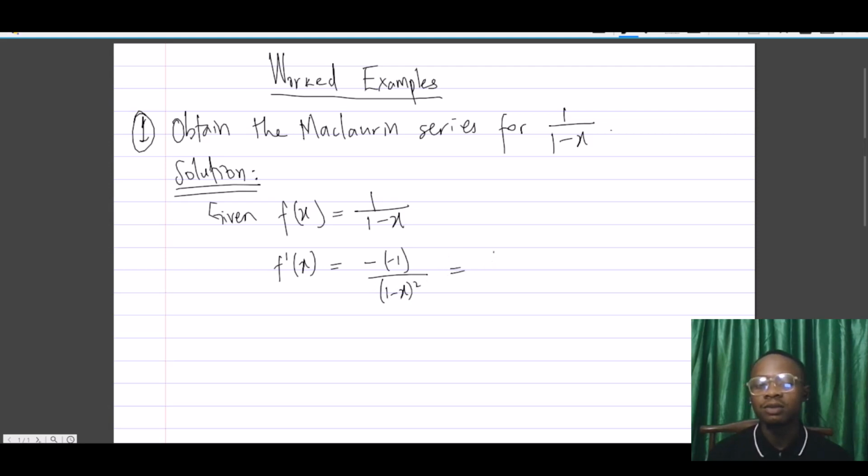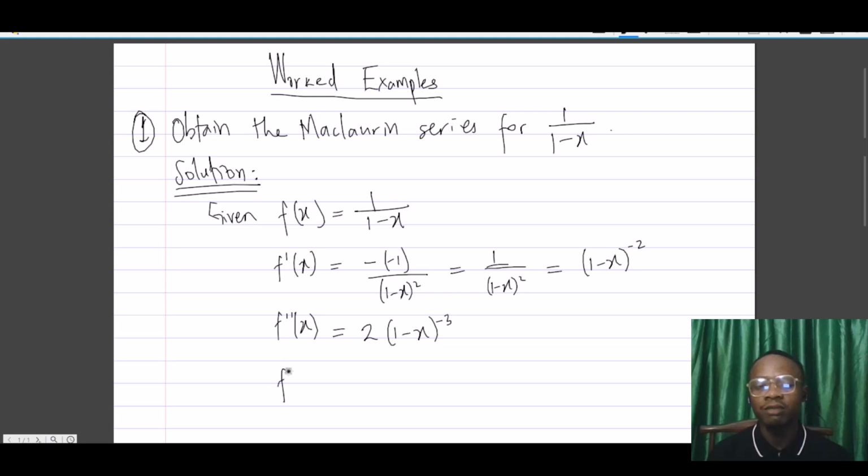So this is going to be equal to 1 over 1 minus x all squared, because minus of minus 1 is 1. Or if you like, we can write this as 1 minus x to the power of minus 2. So it's easy to get the next derivatives. F double prime of x will be the derivative of this. Just move down the minus 2, then reduce the power, and multiply by the derivative of what we have inside, which is minus 1. So that is going to become 2 into 1 minus x to the power of minus 3.